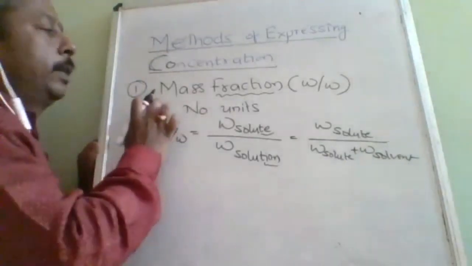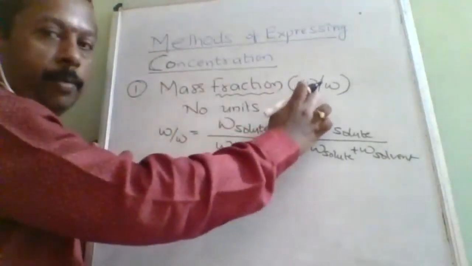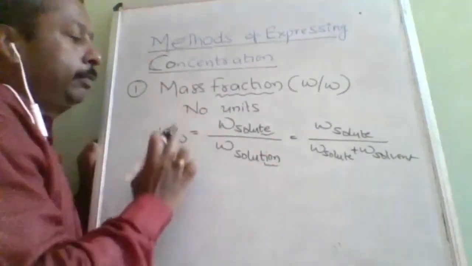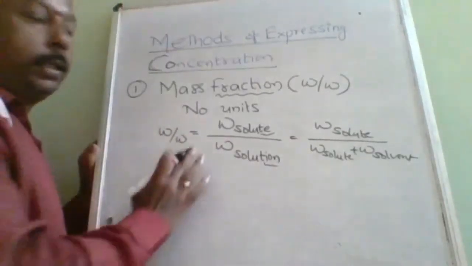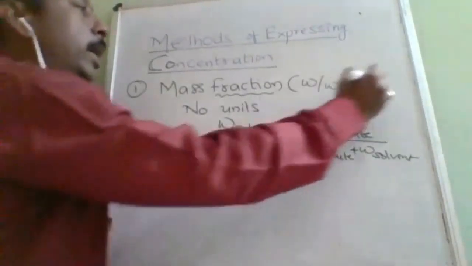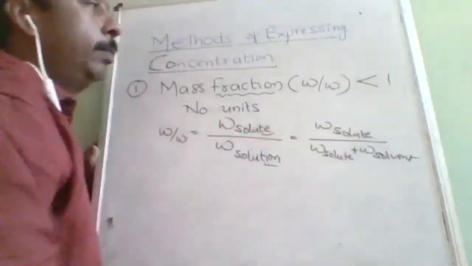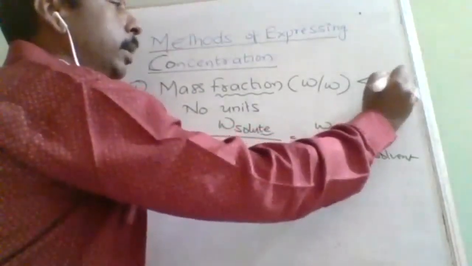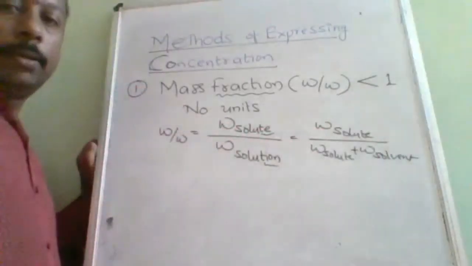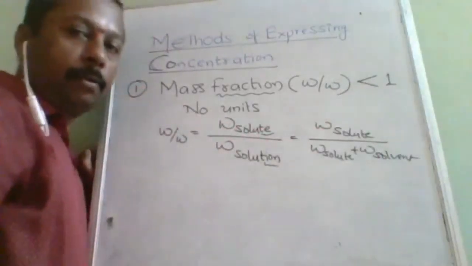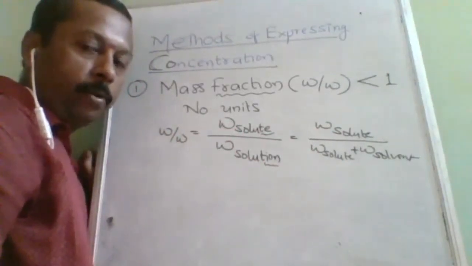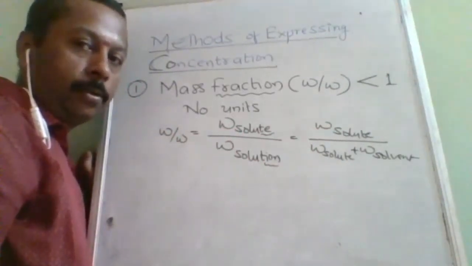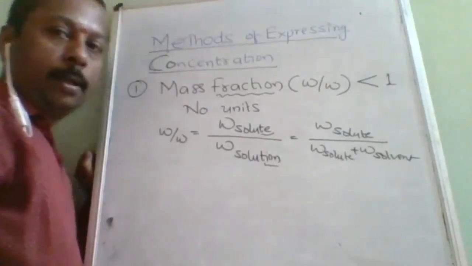Mass fraction is denoted with W by W, no units, formulas 2. Some modification is done here. Mass fraction is always going to be less than 1. If it is equal to 1, then it is a pure compound. It is not at all a solution. And above 1, you cannot imagine.